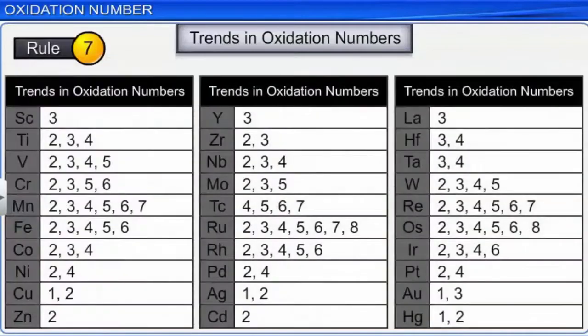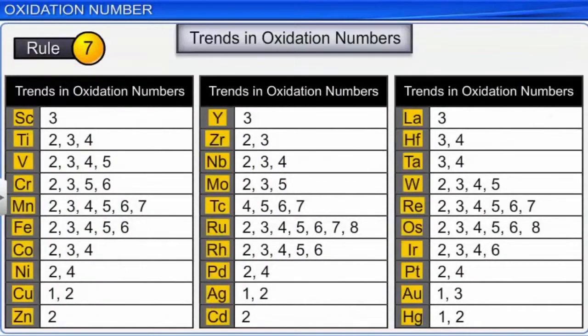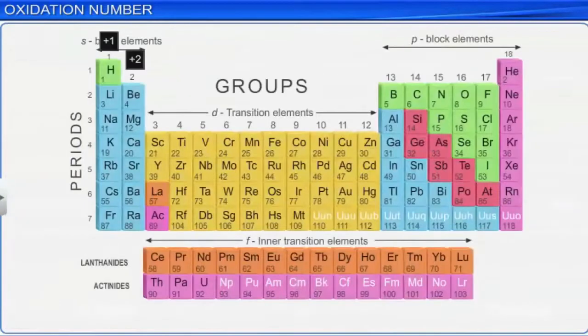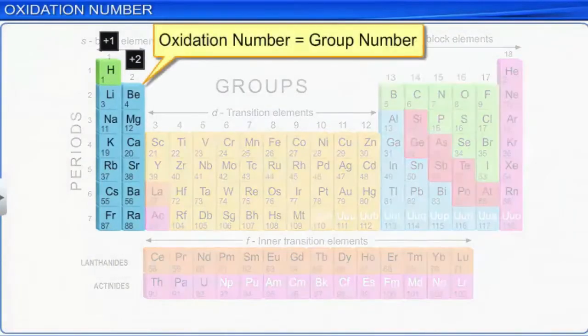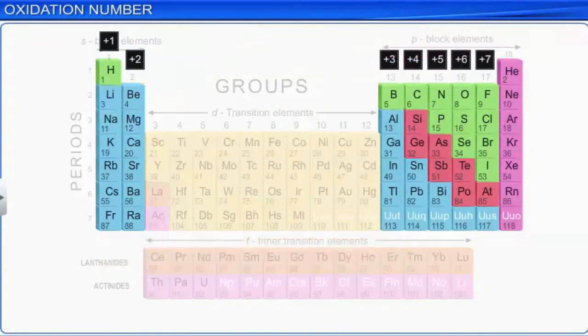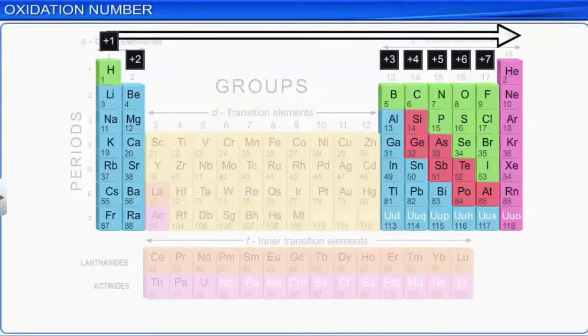The atoms of transition or d block elements exhibit several oxidation numbers. The table shown here depicts the variable oxidation states exhibited by the transition elements. The highest oxidation number of a representative element is the group number for the first two groups and the group number -10 for the remaining groups. This shows that the highest value of oxidation number exhibited by an atom of an element increases across the period in the periodic table.